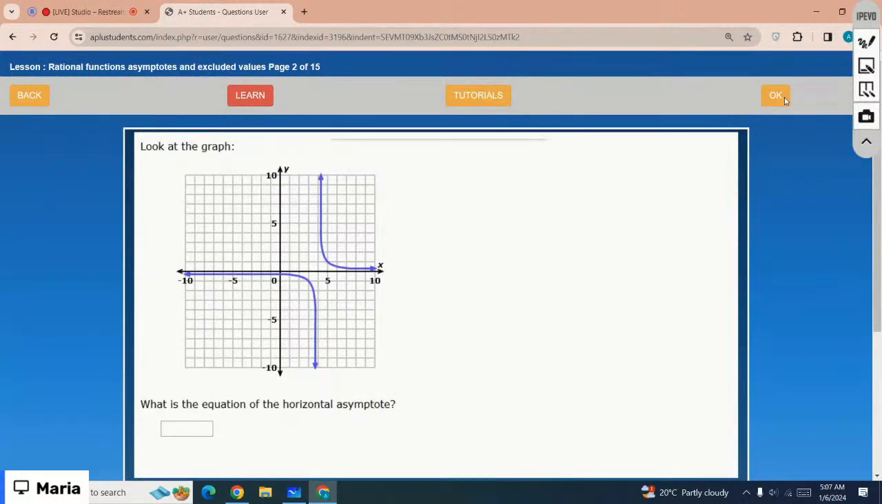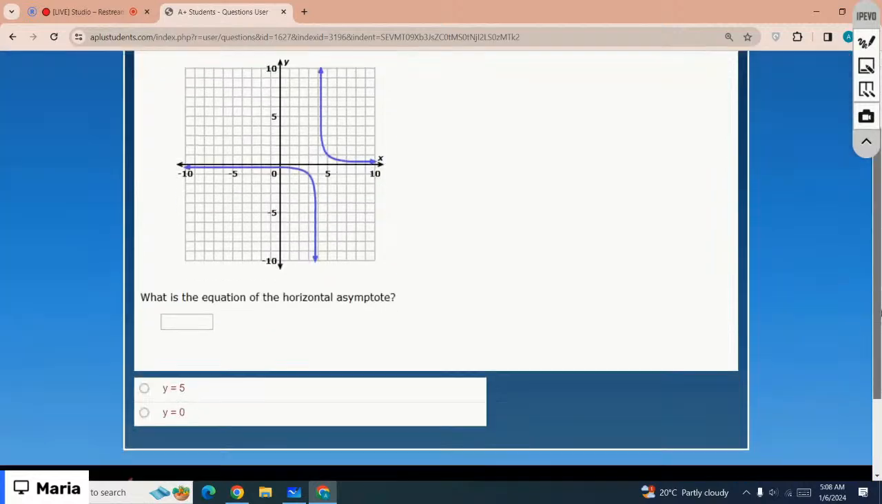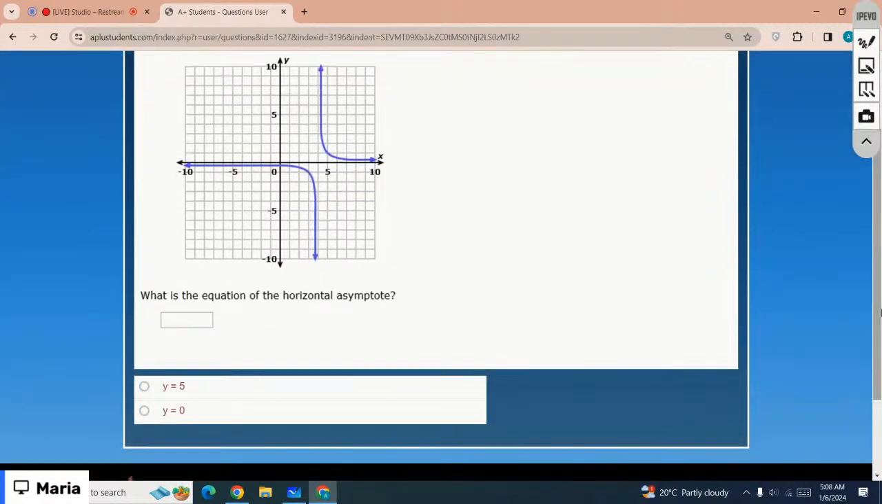Okay, look at this graph. What is the equation of the horizontal asymptote? So the horizontal asymptote is y equals 0. The correct option is y equals 0.